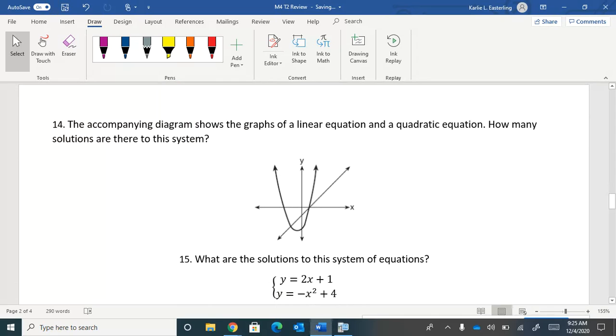All right, so for 14, all it's asking here is to tell how many solutions this system has. So you can look at it and count 1, 2. So this has 2 solutions.